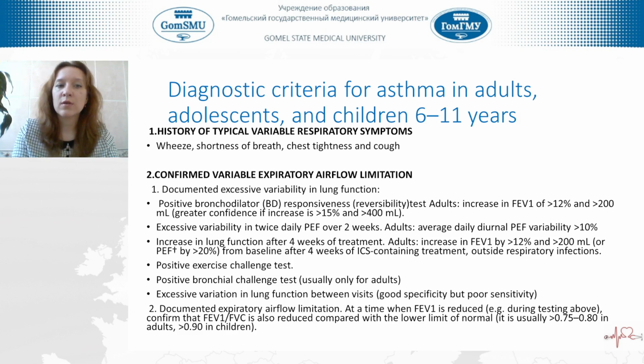Excessive variation in lung function between visits. And second, documented expiratory airflow limitation: at the time FEV1 is reduced during the testing. Confirm that the ratio of FEV1 to FVC is also reduced compared with the lower limit of normal. It's usually less than 0.75 in adults.